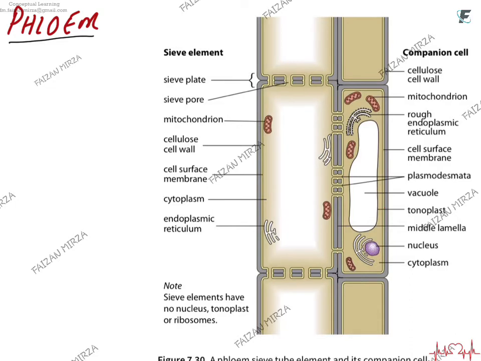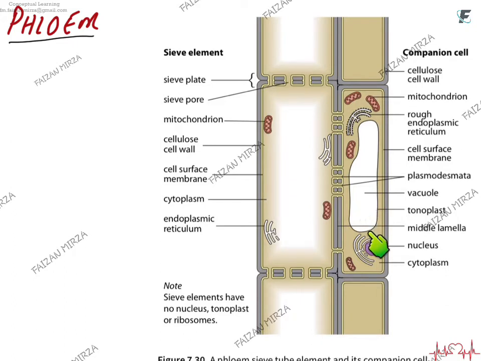Now, what's happening here? The sieve element is having limited cytoplasm, which is pushed to a side. It will have the endoplasmic reticulum, the mitochondria, the cytoplasm, and the cell surface membrane, and everything which is a part of a living plant cell. But it will be carrying out very limited metabolic activities. The metabolic activities will be just restricted to a very small level.